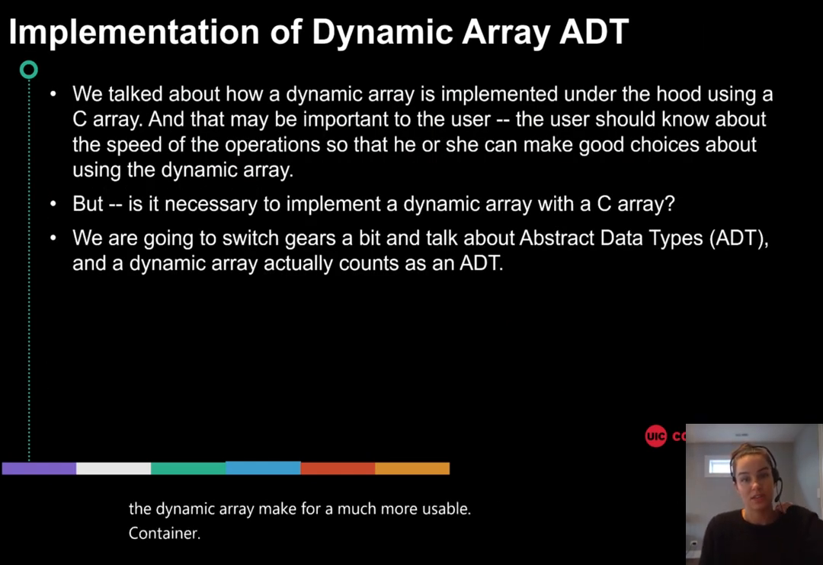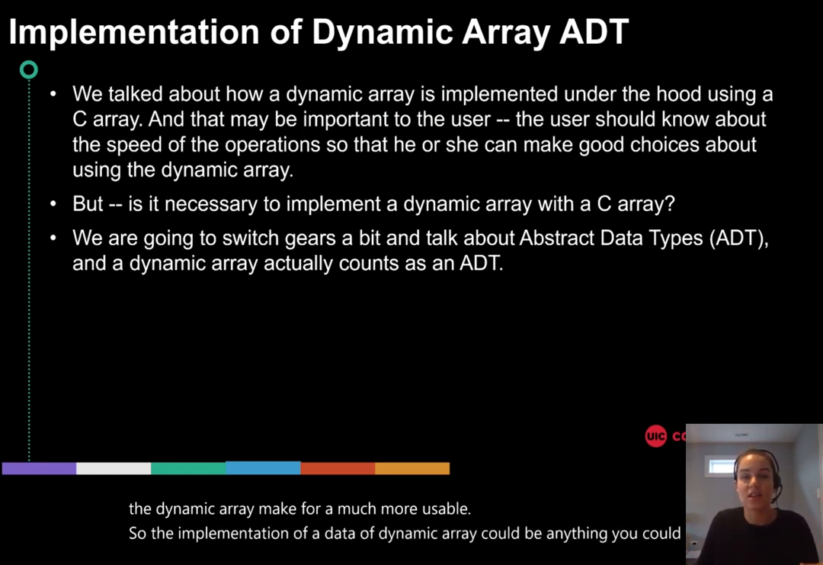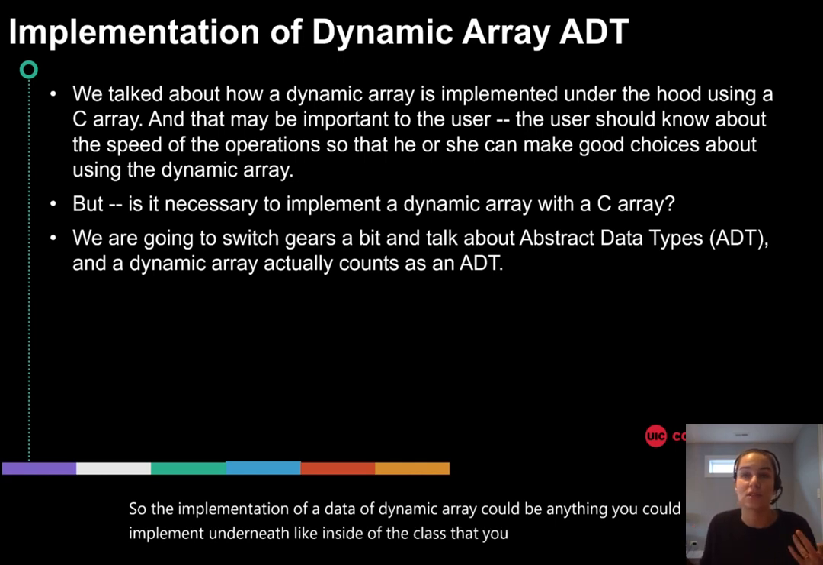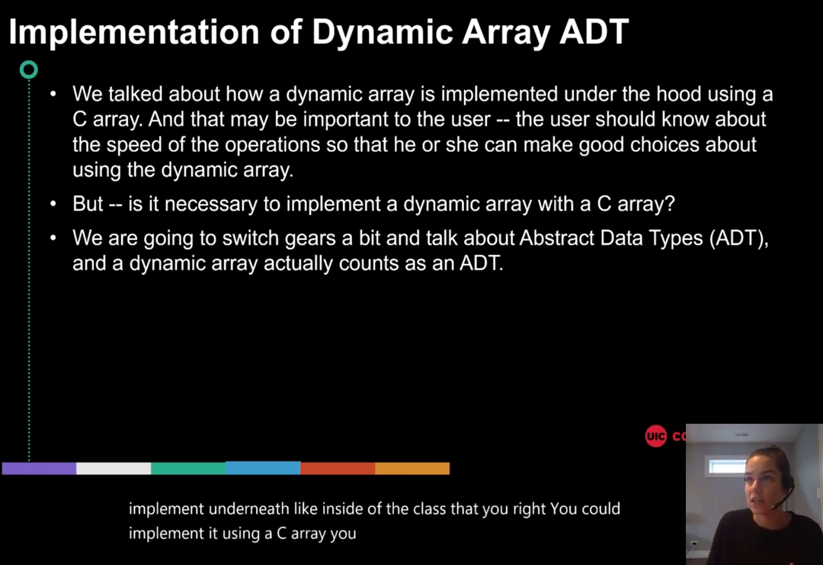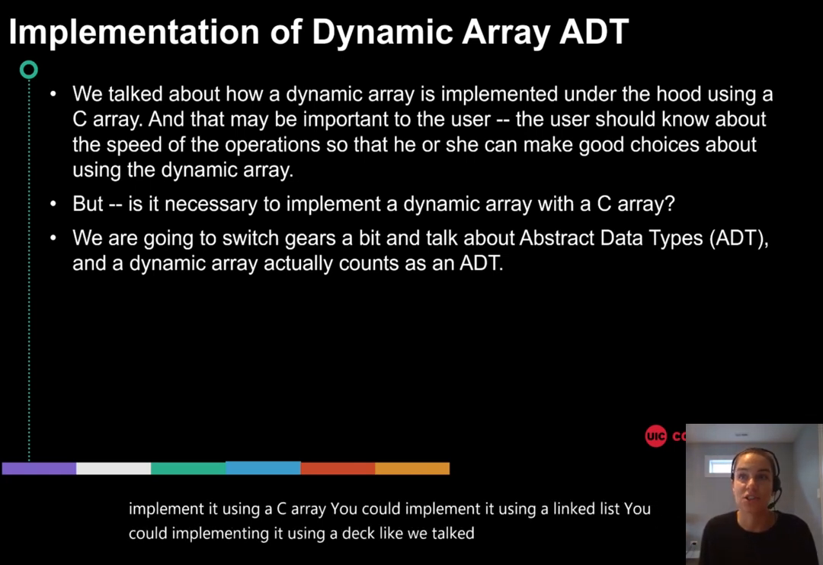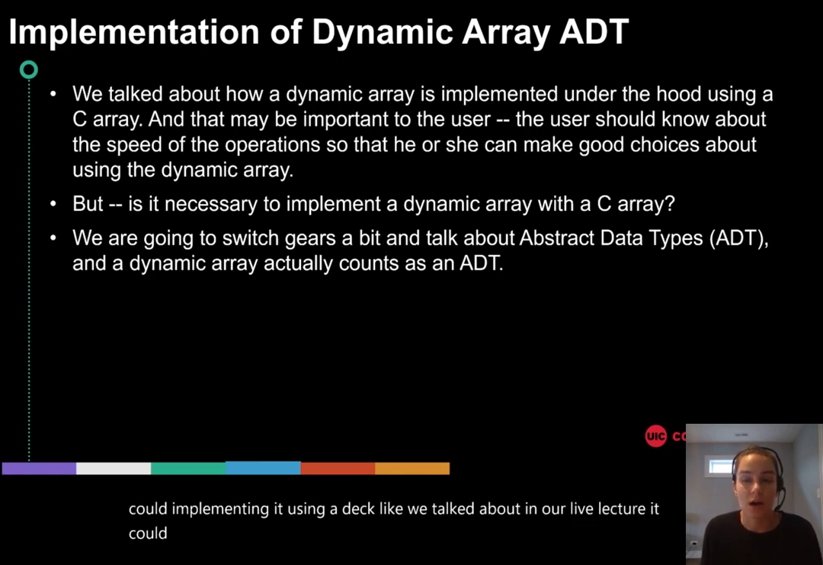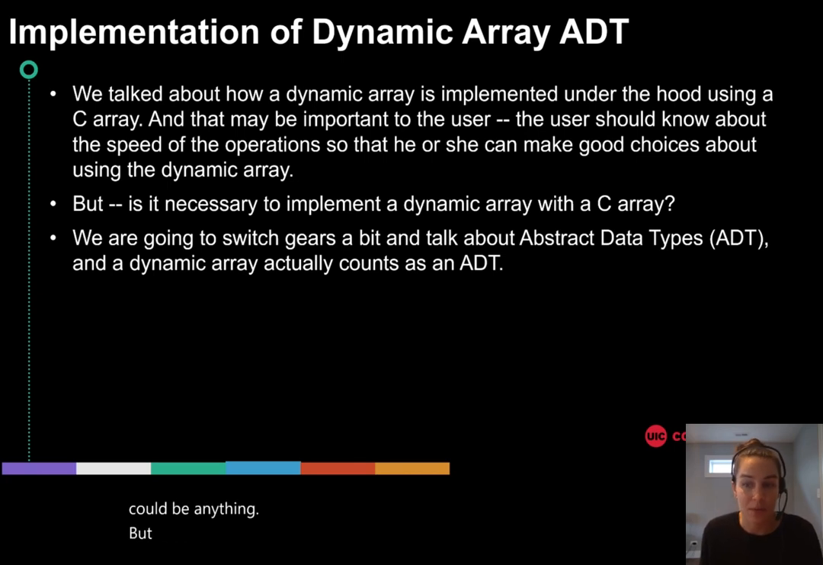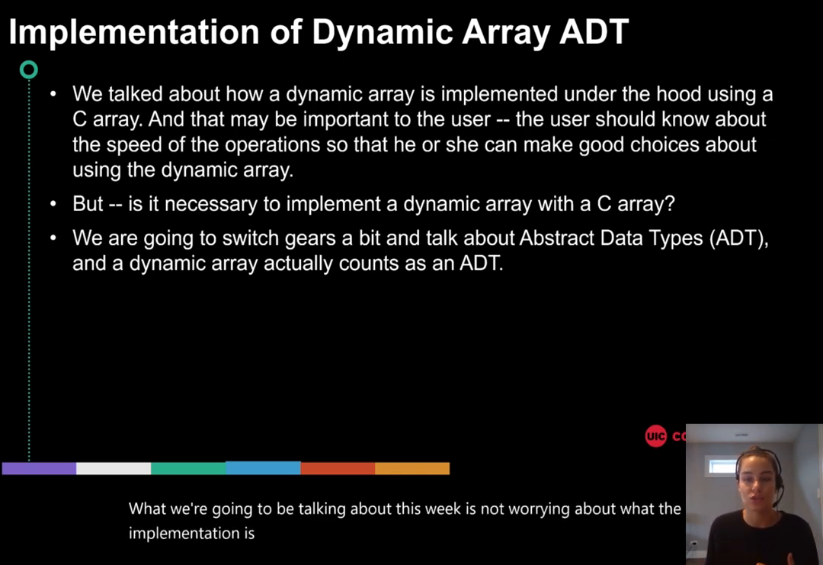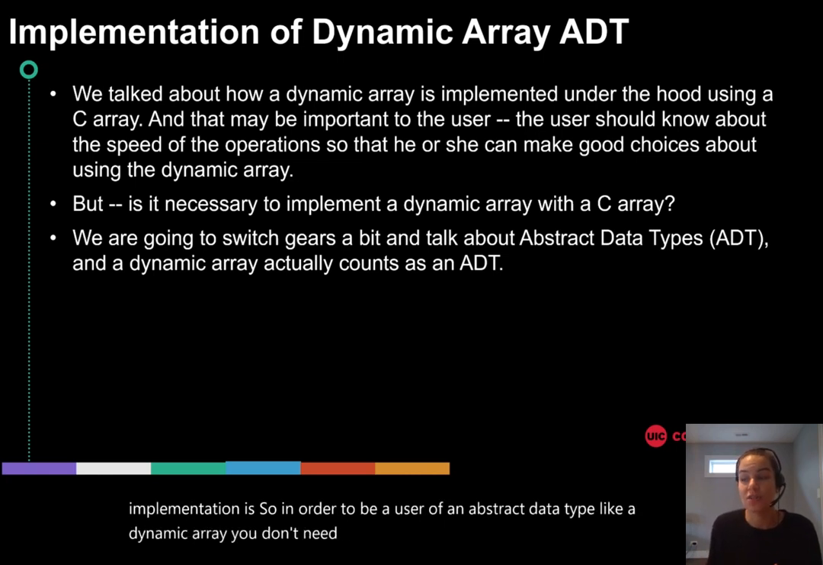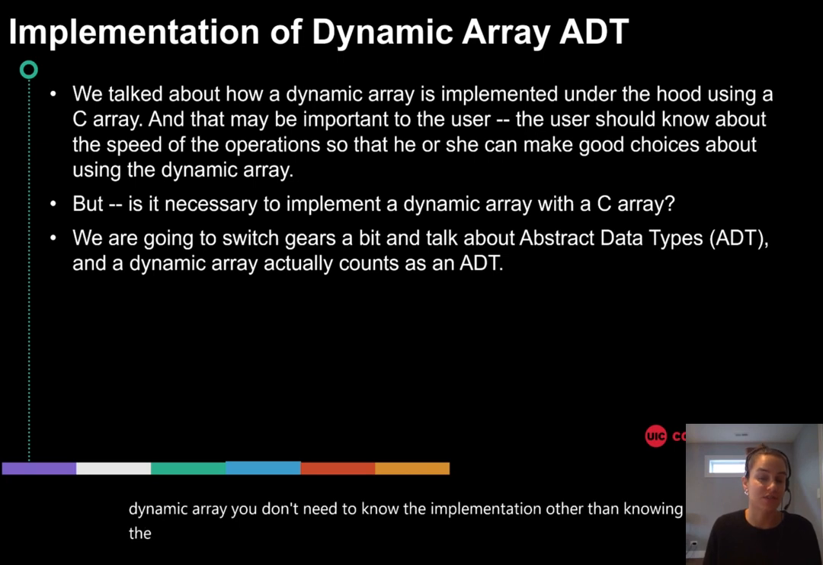The implementation of a dynamic array could be anything. Inside of the class that you write, you could implement it using a C array. You could implement it using a linked list. You could implement it using a deque like we talked about in our live lecture. It could be anything. But what we're going to be talking about this week is not worrying about what the implementation is. In order to be a user of an abstract data type like a dynamic array, you don't need to know the implementation, other than that knowing the implementation helps you understand the efficiency of it.